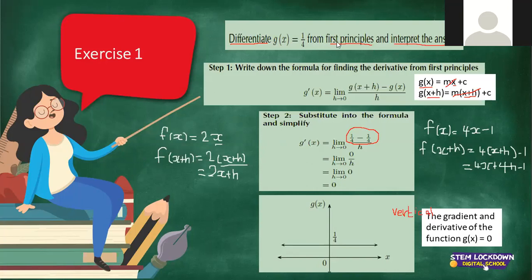Remember, it's a law. I can just say it's a law. According to first principles, this is how you find your gradient. Were you in class when we were deriving the formula? Yes, ma'am. So there are different ways of finding the derivative or the gradient. This is one of the ways in which you find the gradient.